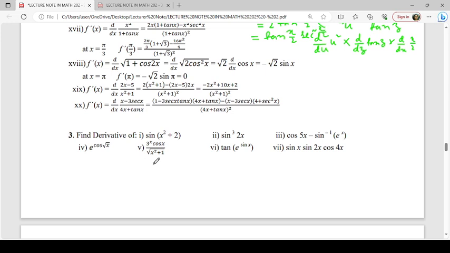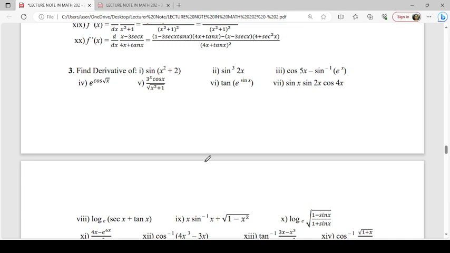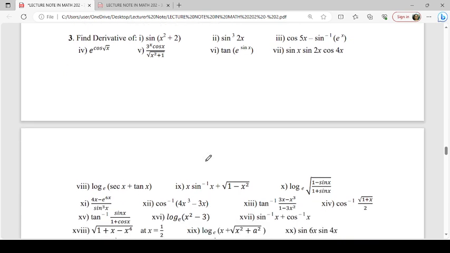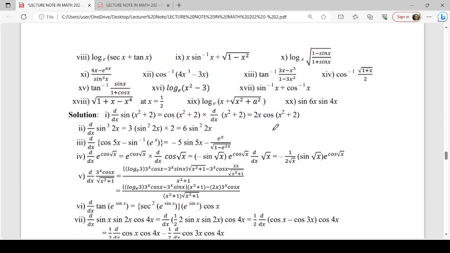Then derivative of sine of x square, these are chain rules. Sine of x square plus 2, all are chain rules. So d/dx of sine of x, first it is sine function, so d/dx of sine is cos, then it is x square plus 2. So cos, d/dx of sine is cos, then remaining this x square plus 2, then d/dx of x square plus 2 we have to multiply by this, so it is twice x into this.